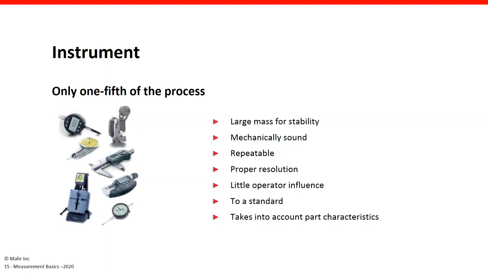But gauges are a big part of the process. They should be large and strong enough and have enough mass to be a stable gauge platform. They should be mechanically sound with no long arms and overhangs and so forth. They should be tested for repeatability, have the proper resolution for the application. The operator should not have much influence on the measurement. Sometimes gauges are made to a standard. That's especially true when measuring compressible materials. And it should take into account part characteristics, like the form condition or a thin wall and so forth. That's all part of making a good measurement.